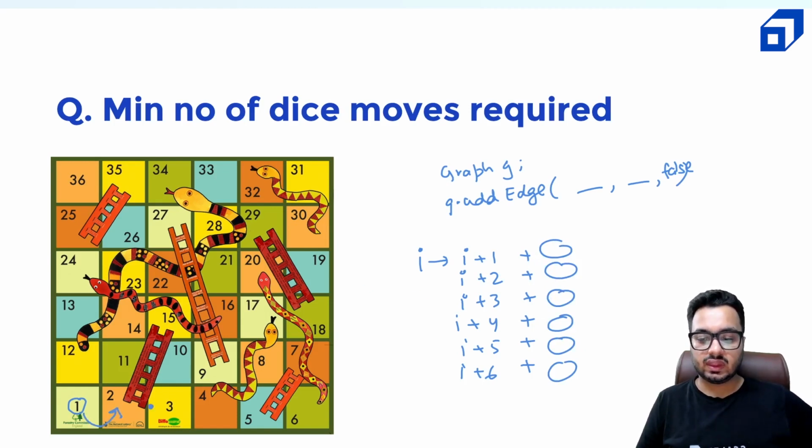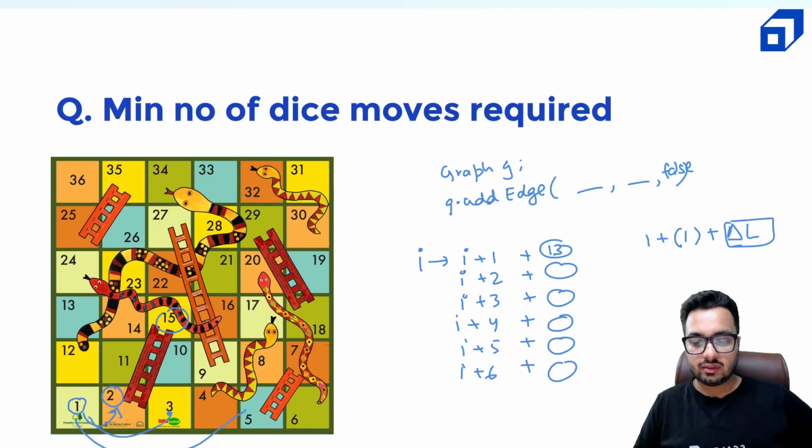For example, I plus 1. At 2, I have a ladder which takes me to 15, which means I'm getting a jump of 13. So if I is 1, I take a move of 1, I reach 2, and at 2 there is a ladder giving me a jump of 15 minus 2. That is the delta given by the ladder. If I go to I plus 3, there is no ladder here, so this delta will be 0. I plus 4, I reach 5. At 5 I actually reach 7, so this delta is 2.